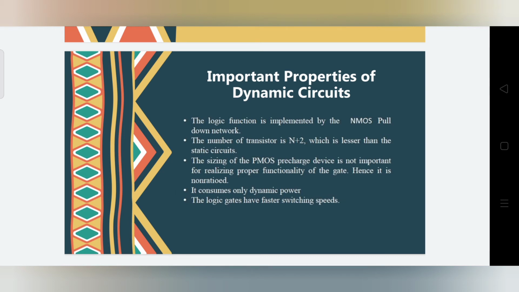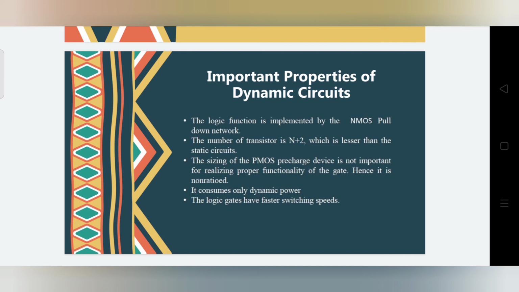The number of transistors is N+2, which is fewer than in static circuits. In static circuits, for a single input, we use 2 NMOS and 2 PMOS. But here, we use NMOS transistors to implement the logic, and one pull-up network and one FOOT transistor can be used to realize the dynamic circuits. The sizing of the PMOS precharge device is not important for proper functionality, as seen in the above point. Hence, it is non-ratioed. It conserves only dynamic power.